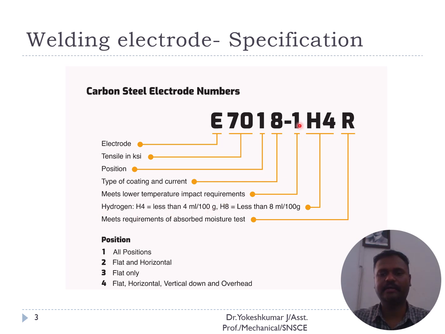Then this digit stands for the weld being able to meet a lower impact requirement. Then if there is any hydrogen requirement, we can use H4 for that. Then finally we have R, which is given when the electrode meets the requirement of the moisture absorption test.